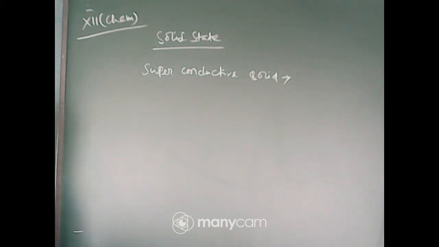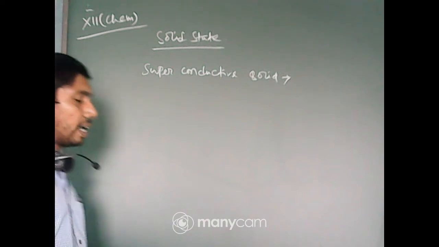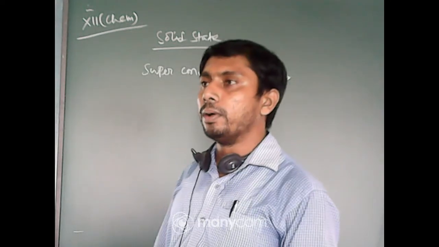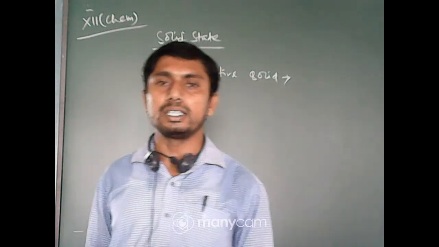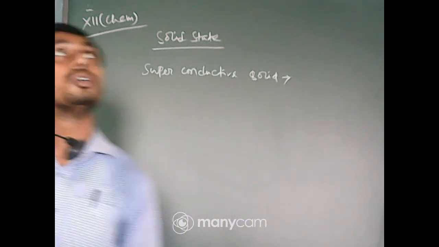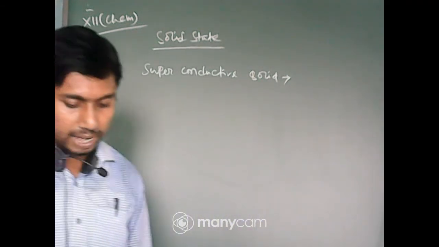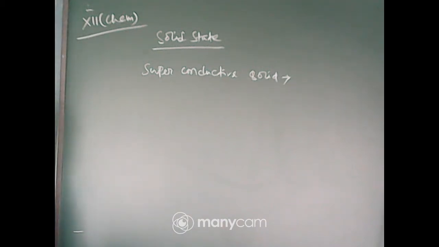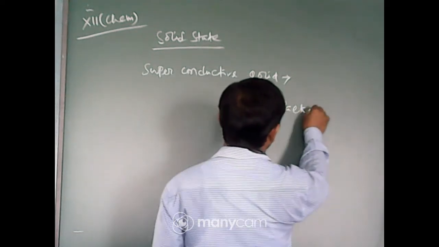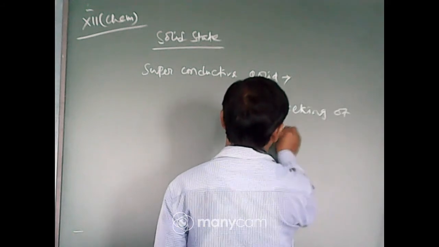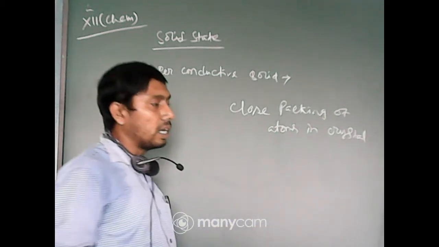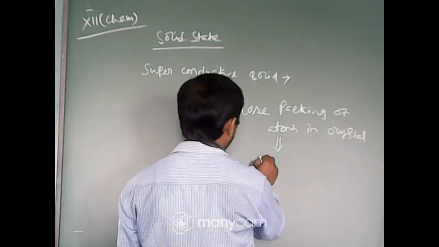Solids are almost incompressible. What is the meaning of incompressible? Gases are compressible: by increasing pressure we can compress the gas. But since solids maintain a very short distance between the atoms, they are not very compressible, so they are less compressible. And solids have high density due to the close packing of atoms in the crystal. Close packing of atoms in the crystal is the reason for its high density.